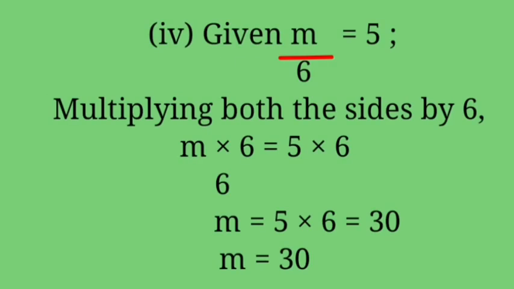In subdivision 4, they are given m by 6 is equal to 5. For finding the answer for m, we need to multiply 6 on both the sides. So m into 6 divided by 6 is equal to 5 into 6. Cancelling 6 by 6 on both numerator and denominator, we get m is equal to 5 into 6, which is equal to 30. Therefore, the answer is m is equal to 30.